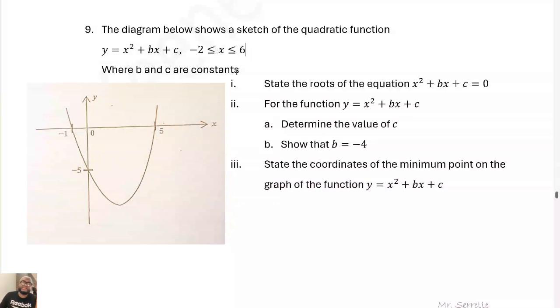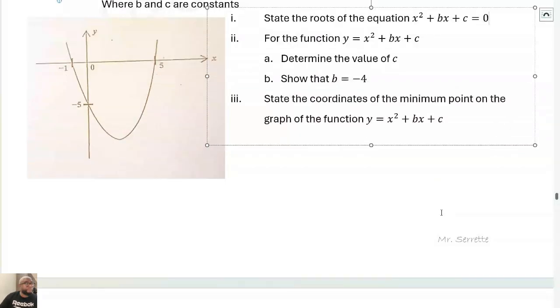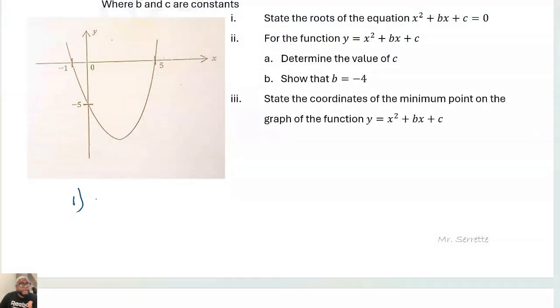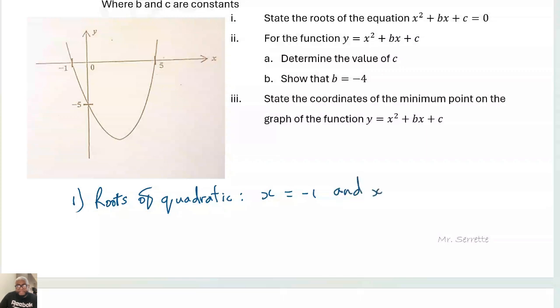Now they said, where b and c are constants, state the roots of the equation. This is an easy question. What are the roots of my quadratic, guys? This is the simplest thing you'll ever get. So this is part 1. Let me get my pen. What are the roots of the quadratic? It'll be x is equal to -1 and x is equal to 5.